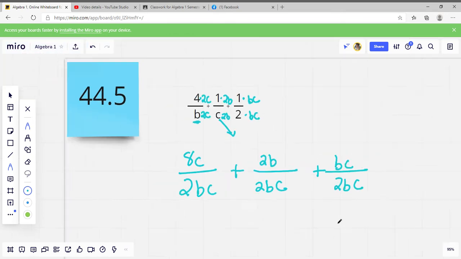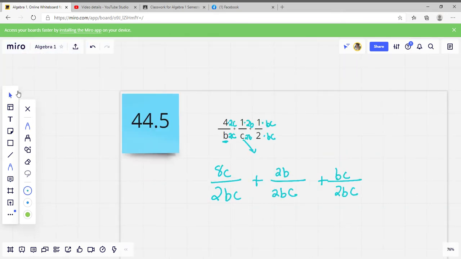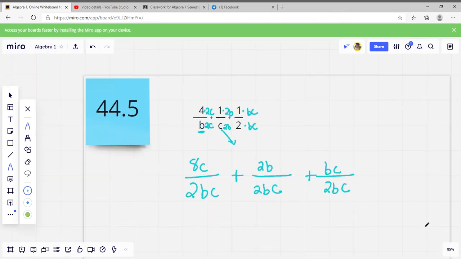All right, now I'm going to combine these. So I've got to look for like terms. I've got 8c, 2b, and bc. None of those are like terms. So my answer is going to have 2bc as the denominator, and then the numerator is going to be 8c plus 2b plus bc. None of those can be combined because they're not like terms.